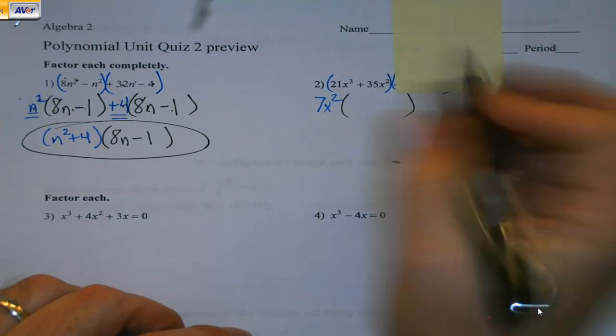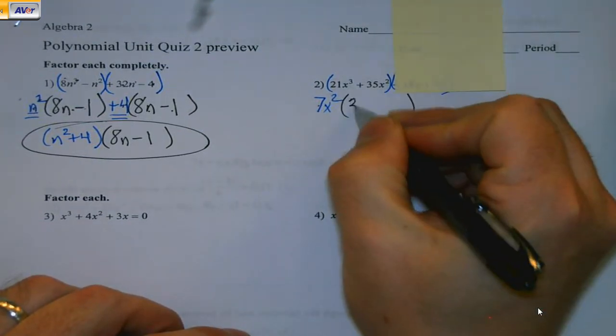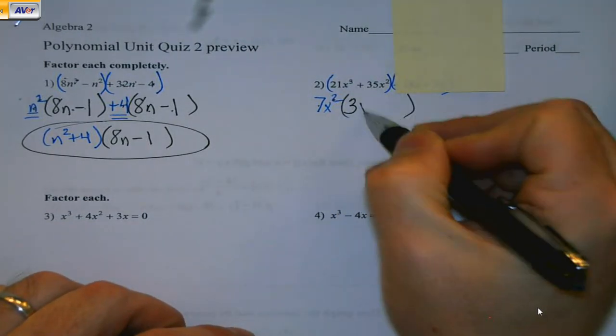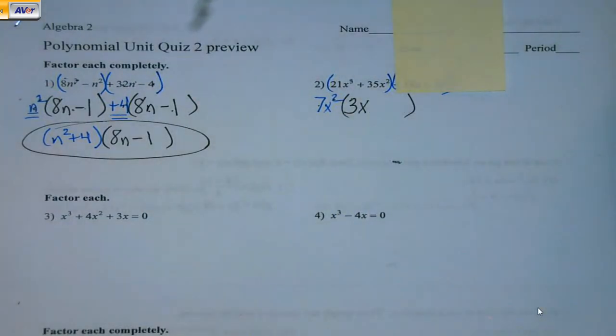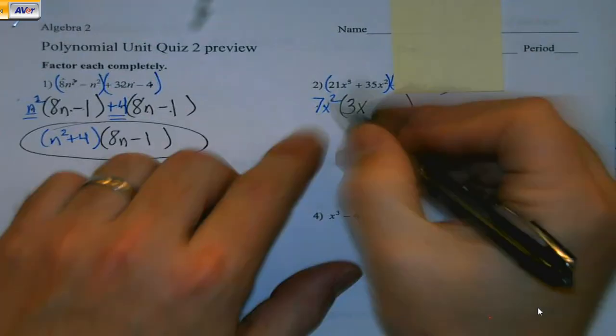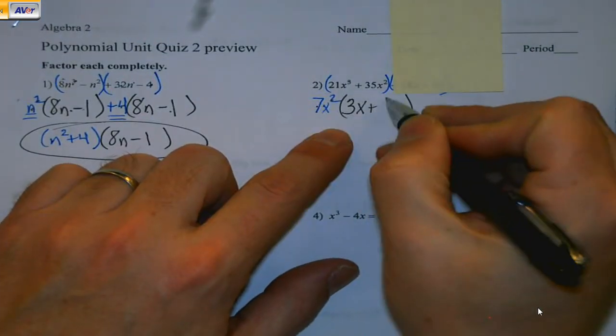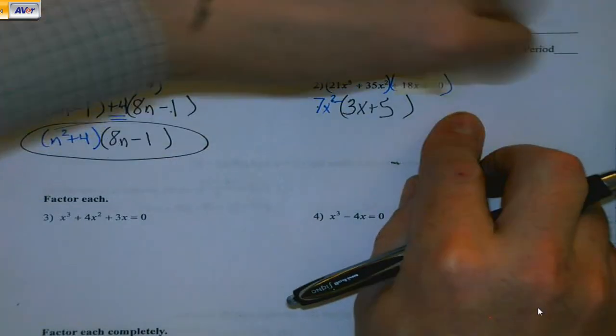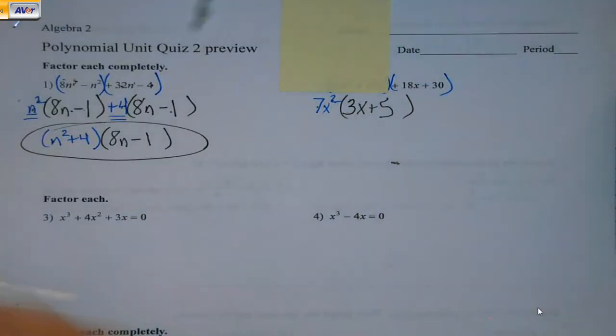So I get that rolling. 7 times what gets me to 21? I got 2 x's. I need to get to 3, so I need 1 more. And I just keep working my way through that. 7 times what is 35? And I've already got my x squared. Switch them around.